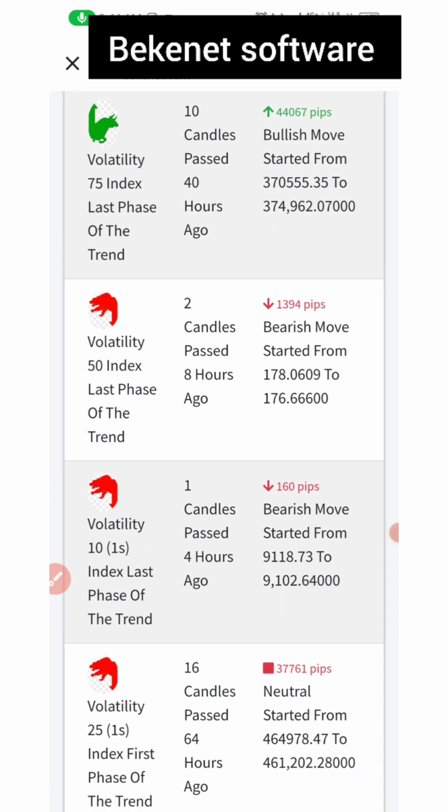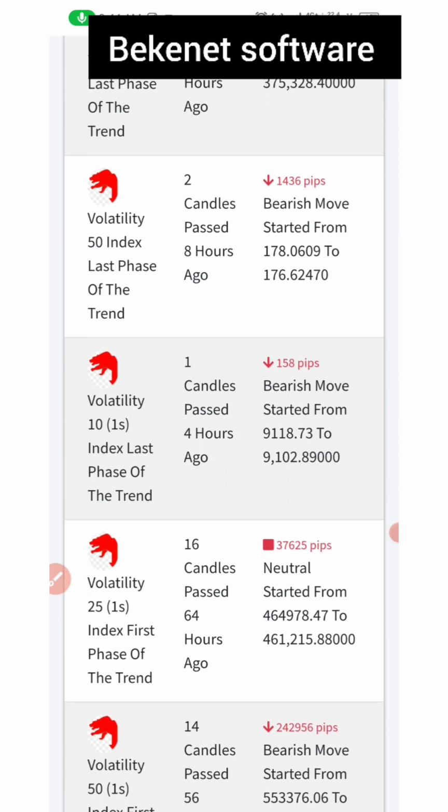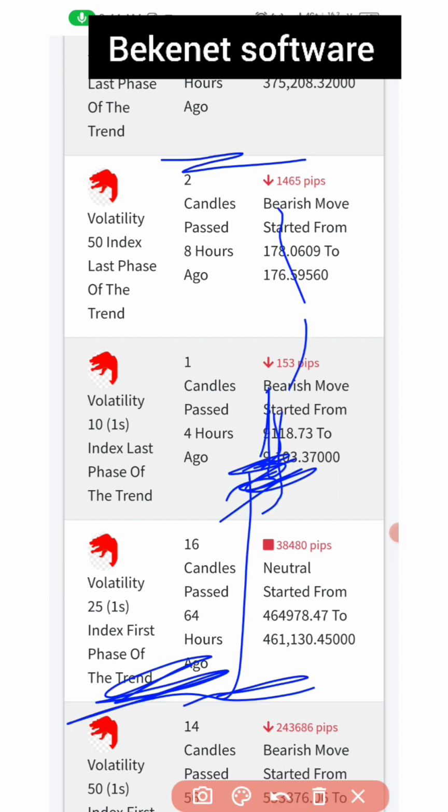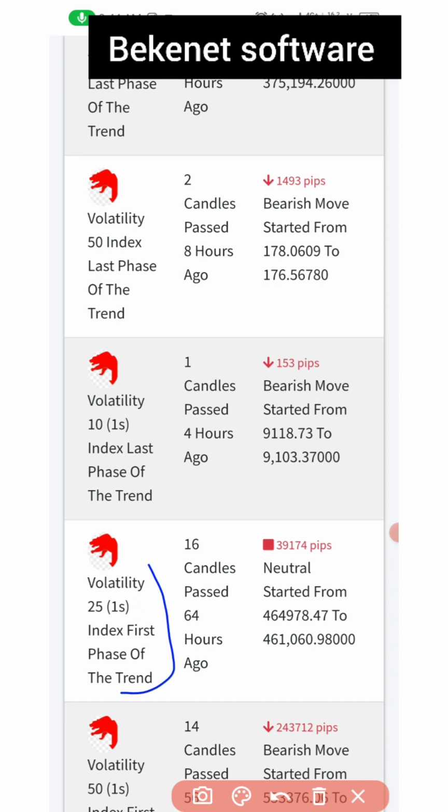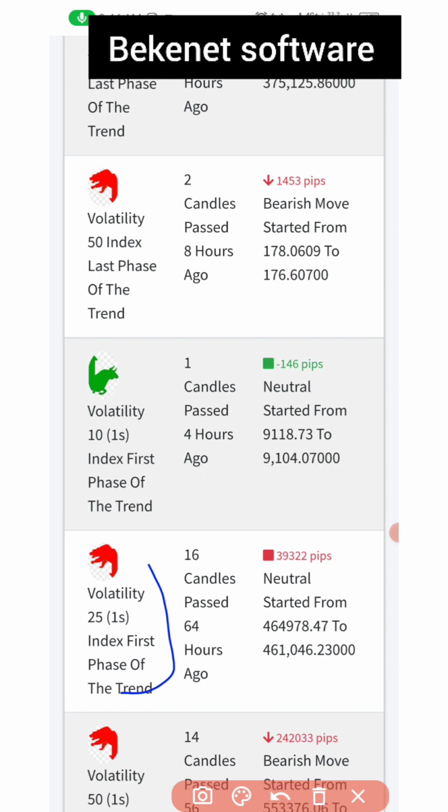Look at it, it's on the last phase. So I'm not going to sell here. This is the last phase. I cannot sell. Even if I'm seeing one candle, I will not sell. Now look at this. This is first phase, volatility 25. Let me give you many examples so that you understand how this works.